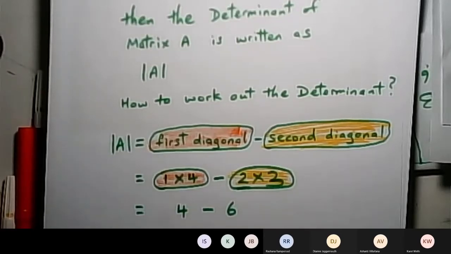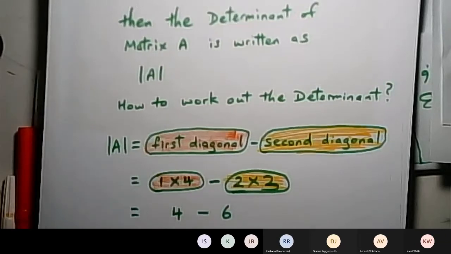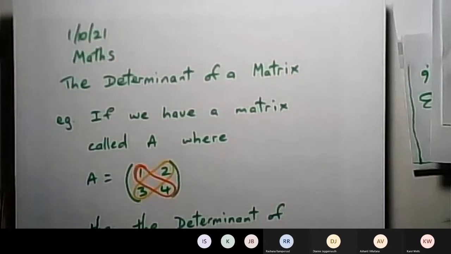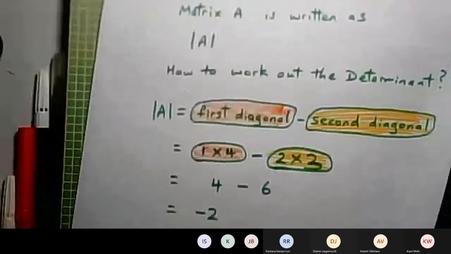Here's the result of this test. The result says the determinant of A is equal to -2. Understand, when you are working on the determinant of a matrix, you just get a number alone for your answer. You don't get a matrix anymore. The answer is a number.